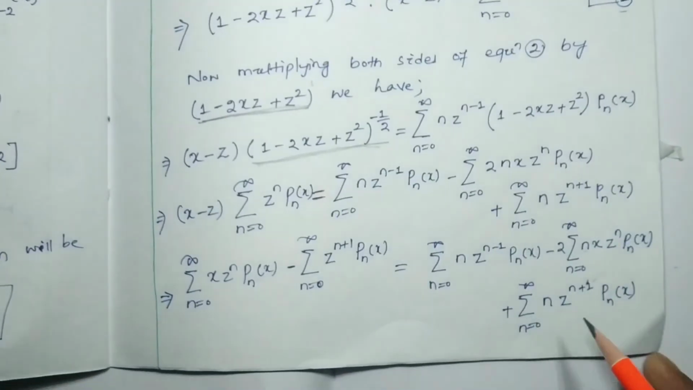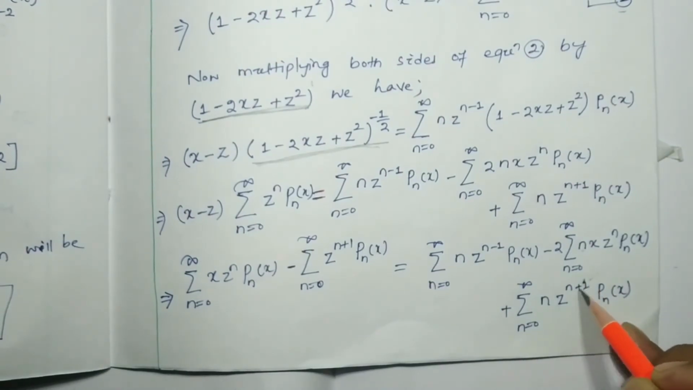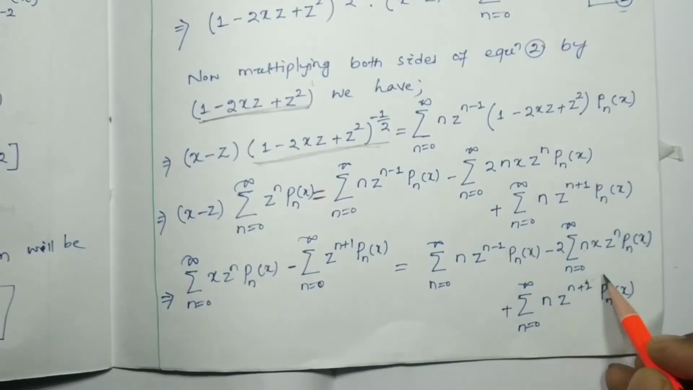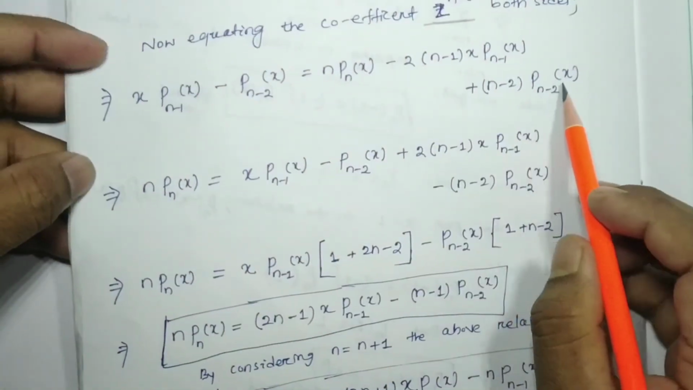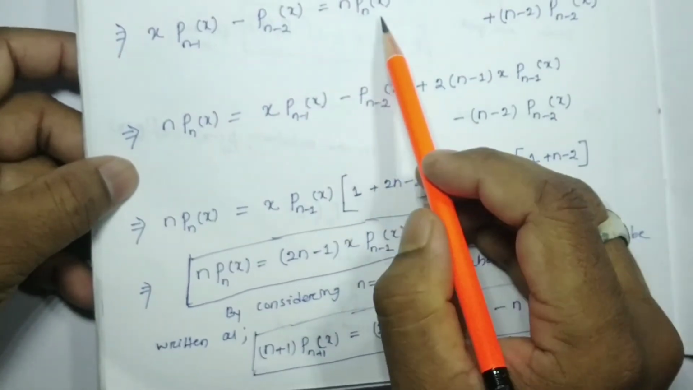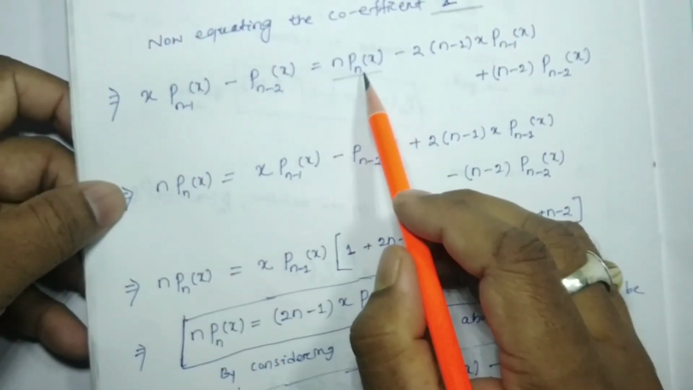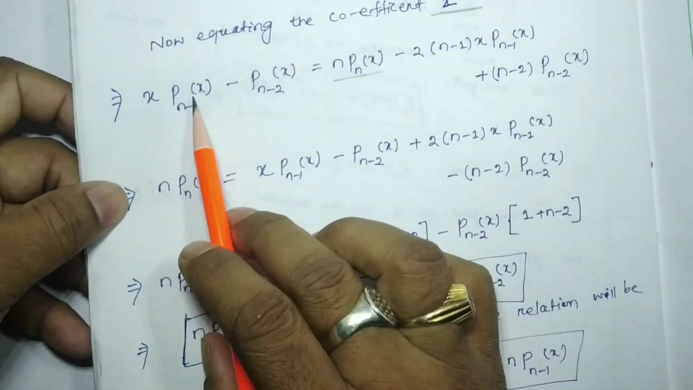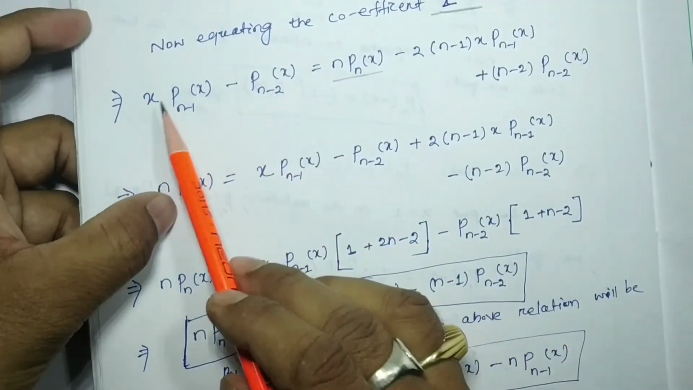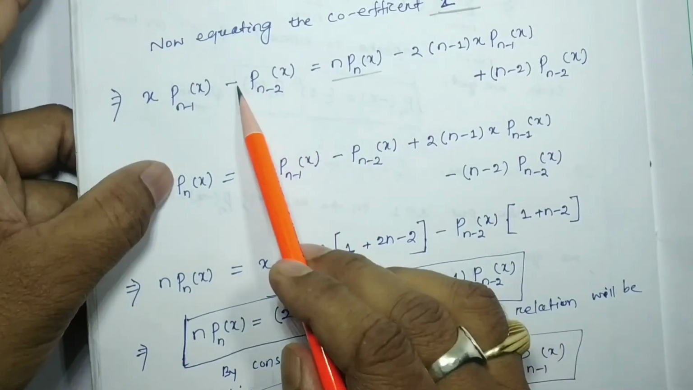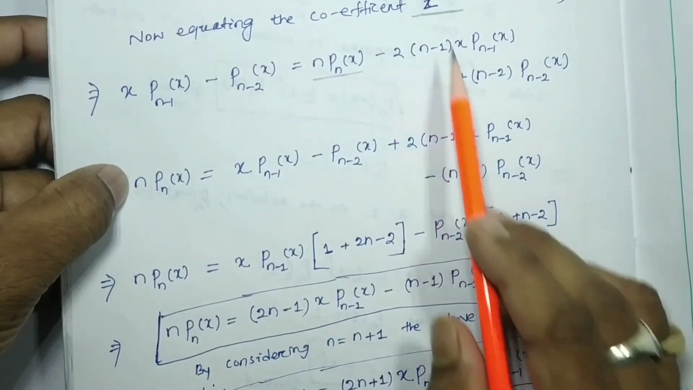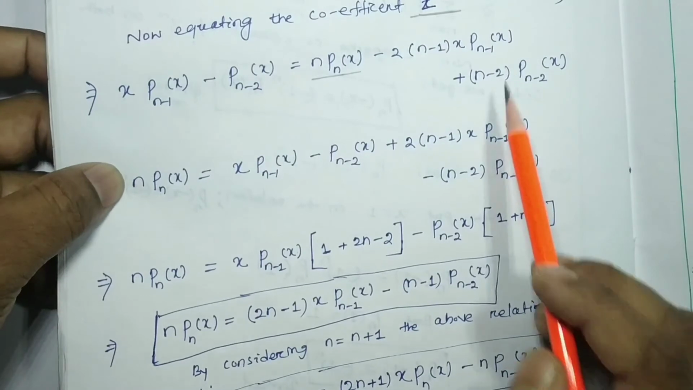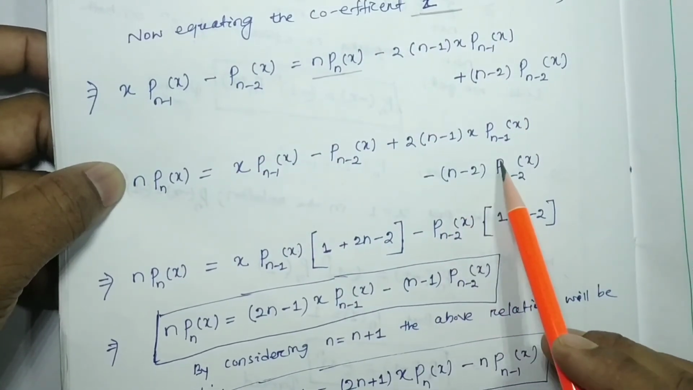Then for the last term we consider n minus 2. To get z to the n minus 1, we have to subtract 2, so the coefficient will be n minus 2 into P n minus 2 of x. I keep this term on this side and take all the other terms to the other side. So n into Pn of x will be equal to x P n minus 1 of x minus P n minus 2 of x, which goes to this side. So it will be plus 2 into n minus 1 into x P n minus 1 of x, and this goes to this side, so minus n minus 2 into P n minus 2 of x.